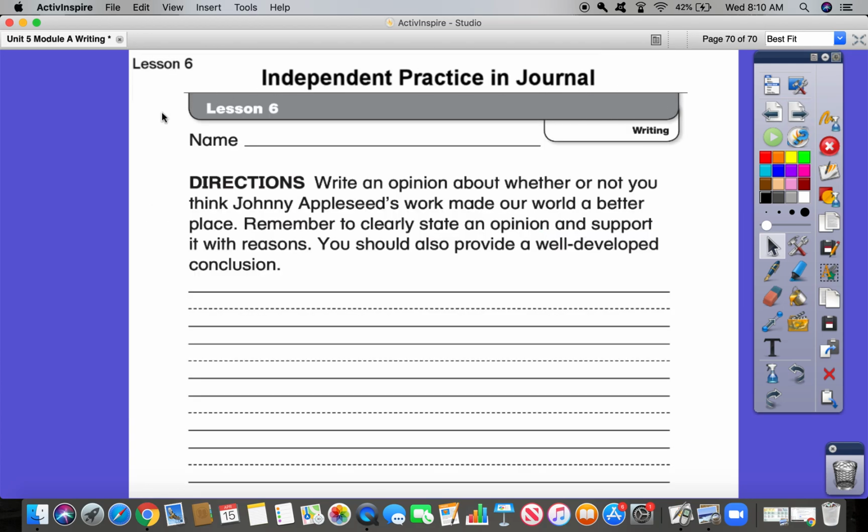So, in your online writing journal, under your independent practice, you're going to be writing an opinion about whether or not you think Johnny Appleseed's work made our world a better place. Remember to clearly state an opinion and support it with reasons. You should also provide a well-developed conclusion. Okay, so I will give you some sentence starters to help you. So remember, your first step is to decide, right? Determine an opinion. Do you think he made the world a better place or not?